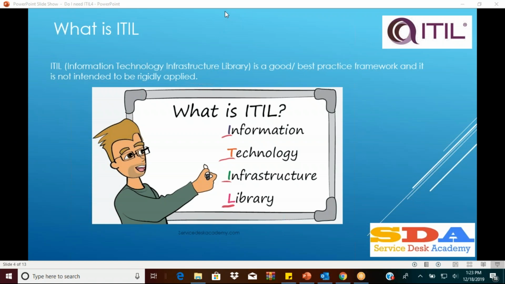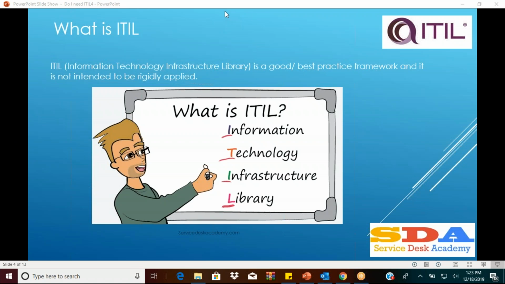Okay, so ITIL is a best practice framework for managing the IT infrastructure. We need those best practices so that our customers' requirements can be fulfilled, right? And we as a service provider are doing a good job to ensure our customers are really happy with our services. So ITIL is a best practice framework.